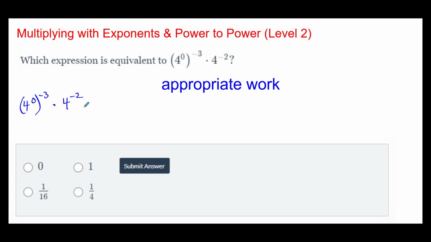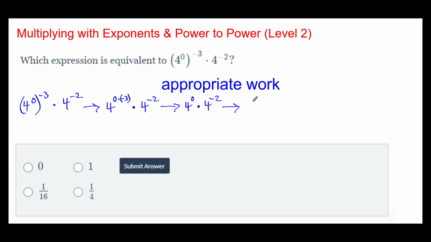So power inside and power outside, we multiply the exponents. I was going to say add. We multiply those together. So I've got 4 to the power of 0 multiplied by a negative 3, and then we'll rewrite the rest of the problem, times 4 to the power of negative 2. Okay, so 0 times a negative 3 is 0. So that's kind of nice. That simplifies to 4 to the power of 0 times 4 to the power of negative 2. And now it's just 4 to the power of 0 times 4 to the power of negative 2.